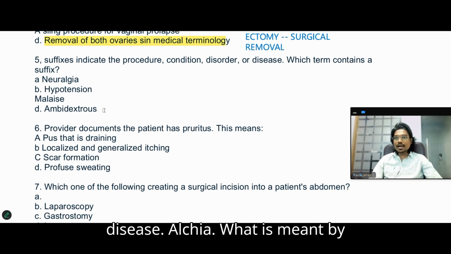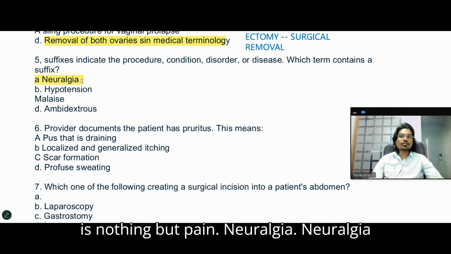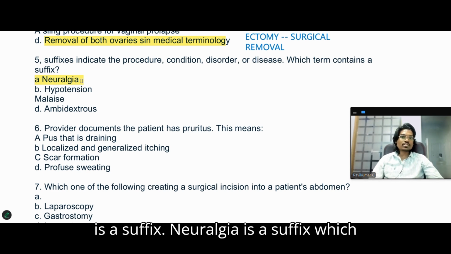Then the next one: the suffix that indicates the procedure, condition, disorder, or disease. Algia. What is meant by algia? Algia is nothing but pain. Neuralgia: algia is a suffix which indicates pain.